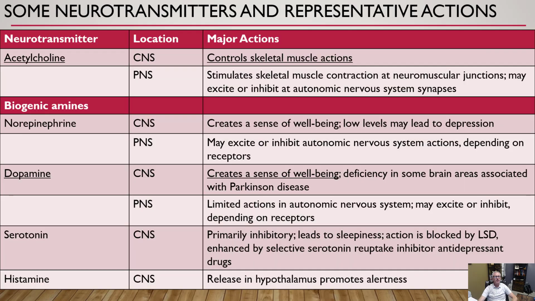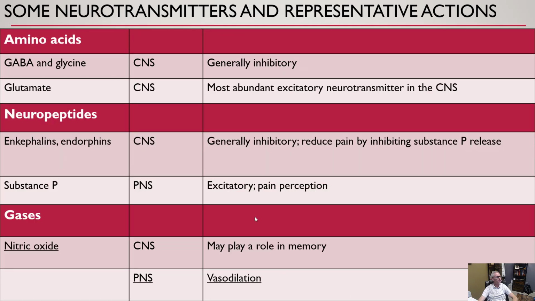All right, just some neurotransmitters that you're going to have to know. Acetylcholine, we already know, skeletal muscle. Dopamine creates a sense of well-being. Nitric oxide, in the peripheral nervous system, causes vasodilation.